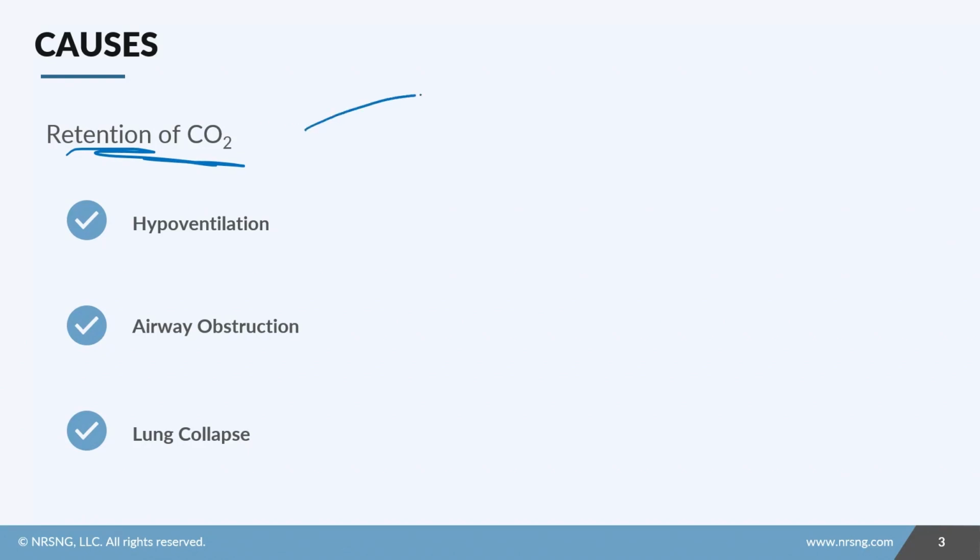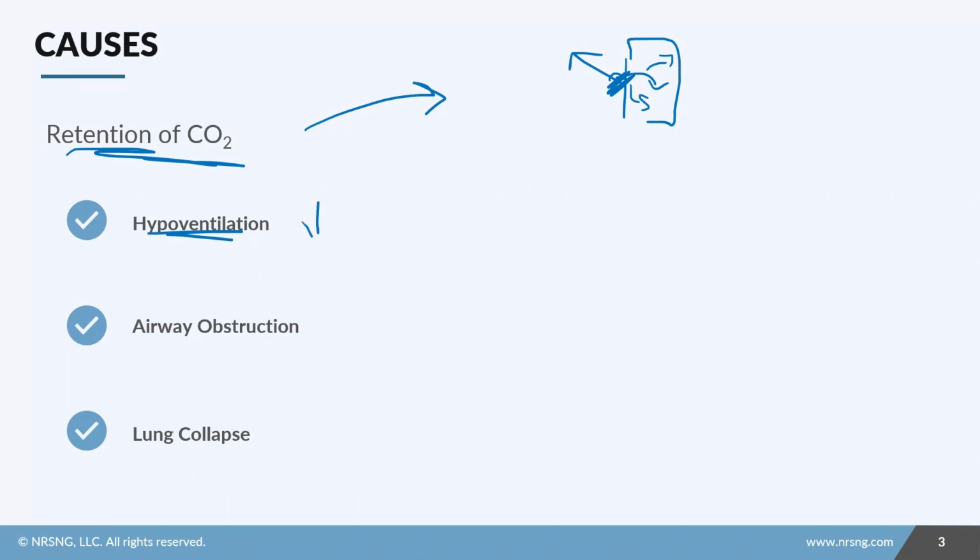Remember that we breathe out carbon dioxide with every breath. So think of it like the pressure release valve on a water heater. If the pressure gets too high, it lets off the steam. Well, our lungs do the same thing. If carbon dioxide gets too high, it will release the carbon dioxide by breathing faster. So if anything causes that pressure release valve to be blocked or to not work appropriately, that carbon dioxide gets stuck inside the body. Well, the most common cause is hypoventilation.